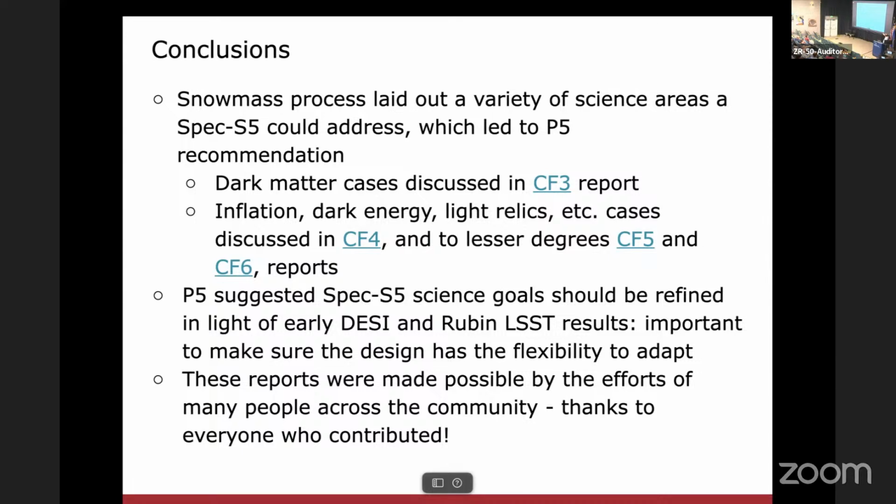And I want to just highlight, in line with P5, we want to make sure that we do not end up optimizing SPEC-S5 for one thing because we don't know the best science 10 years from now. So I do want to make sure we keep an eye on making it a flexible facility to the degree possible. And finally, I just want to thank everyone who put work into Snowmass. These reports are made possible by the efforts of many, many people across the cosmic frontier and beyond. So thank you. All right.